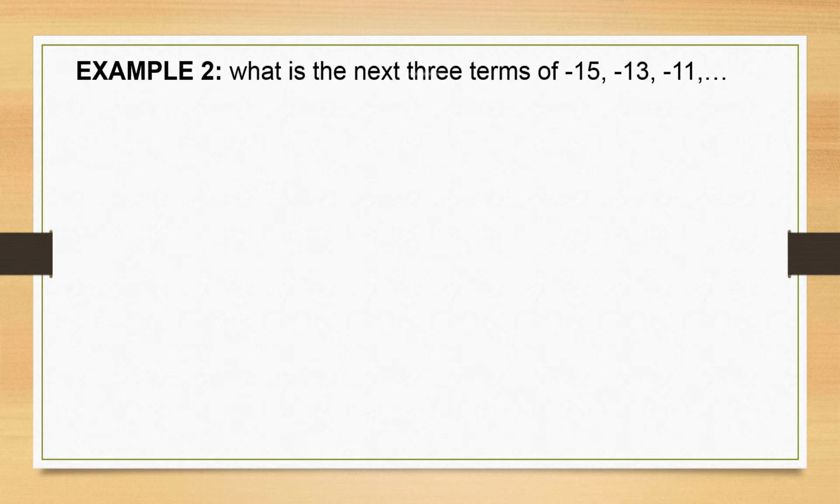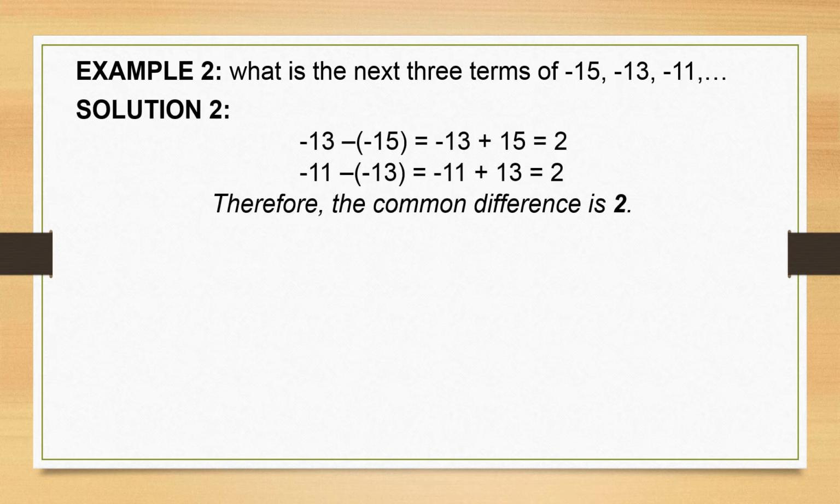Next, let us have a second example. What are the next three terms of negative 15, negative 13, and negative 11? So the same process, we will first get the common difference. The second will be subtracted by the first, and the third will be subtracted by the second. As we observe, their common difference is 2, so it means that the given sequence is an arithmetic sequence. So therefore the common difference is 2.